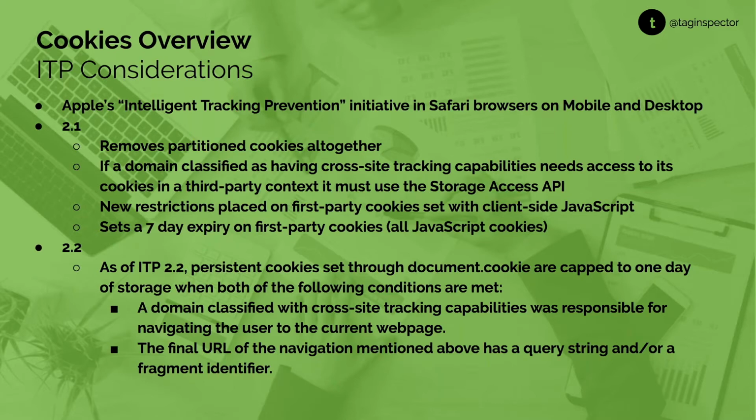Here on this slide, we have just an overview of the two most recent updates. The big one there and kind of the current state is at 2.2. So persistent cookies set through document.cookie are capped to 1 day of storage when both of the following conditions are met. These are going to be first-party cookies that are set via JavaScript. Anytime there's cross-site tracking capabilities responsible for navigating the user to the current web page, and then whenever a final URL has a query string and/or a fragment identifier.